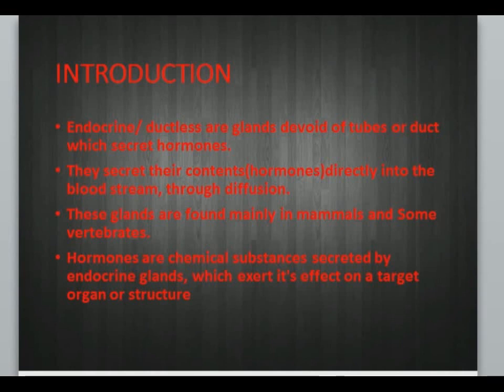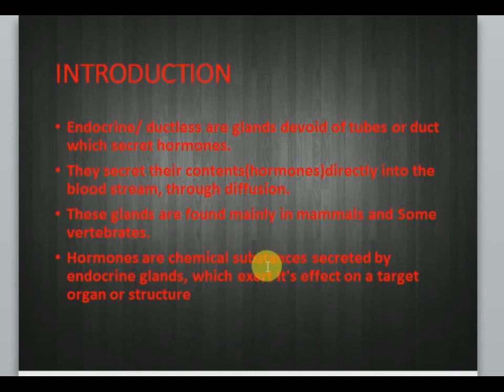Endocrine glands are basically ductless glands devoid of tubes. This is one thing I want us to take note of. And they secrete what? Hormones. This is very essential. And they secrete their content directly, please take note of this one, directly into the bloodstream through diffusion. Now, these glands are found mainly in mammals and some vertebrates.